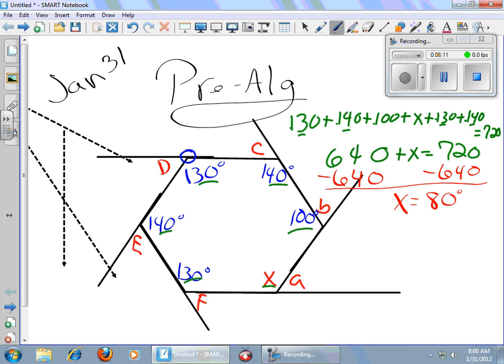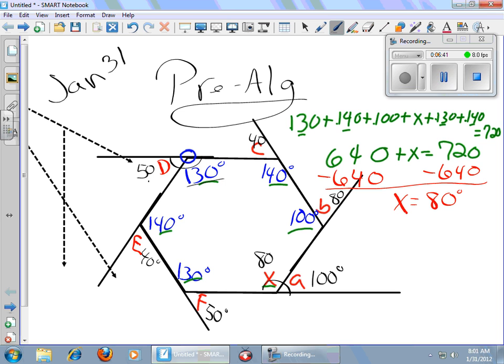If I know that x is 80 degrees, A will be really easy to figure out because of the half circle. This would be 100 degrees. B must be 80 degrees. C must be 40 degrees. D must be 50 degrees. How am I doing these? The half circle. I know that's 130. That's got to be 50. E will be 40 degrees. And then F will be 50 degrees.